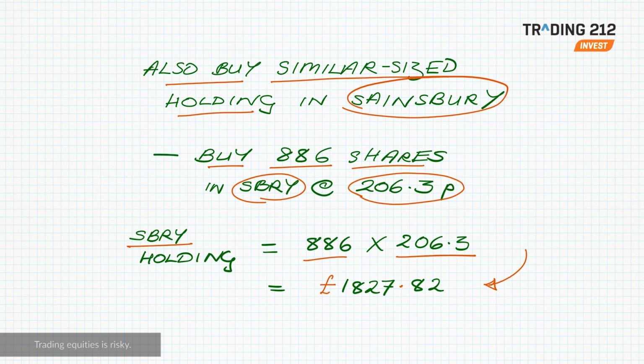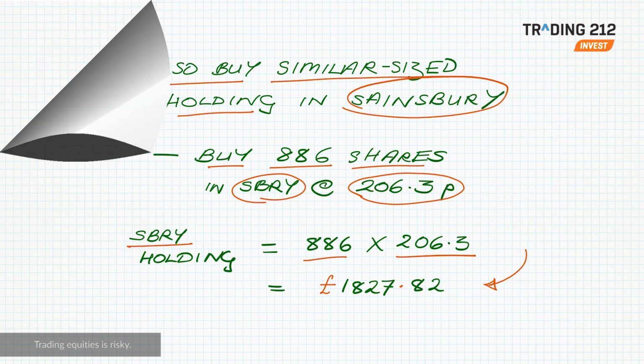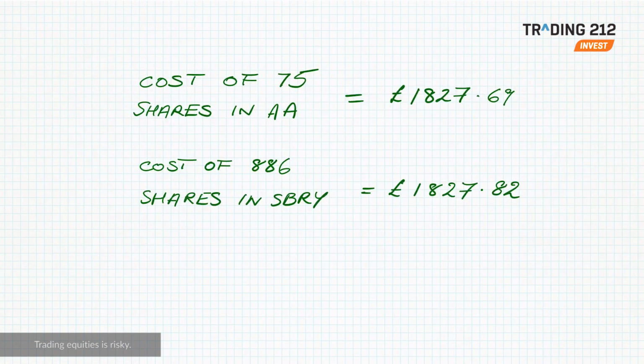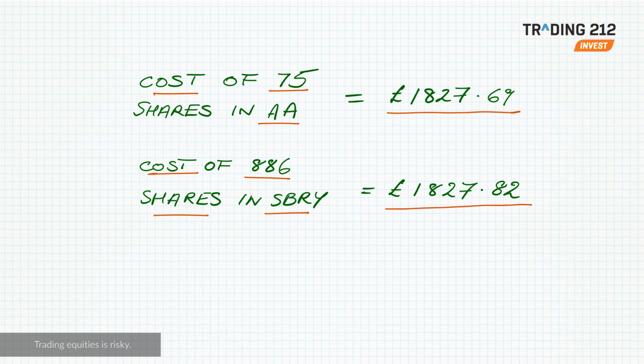So it will cost £1,827.82. And so if we compare the cost of each holding that I've taken, I've got 75 shares in American Airlines, and that cost me £1,827.69. And then the cost of my 886 shares in Sainsbury's was £1,827.82. So a very similar cost for each that I have bought.